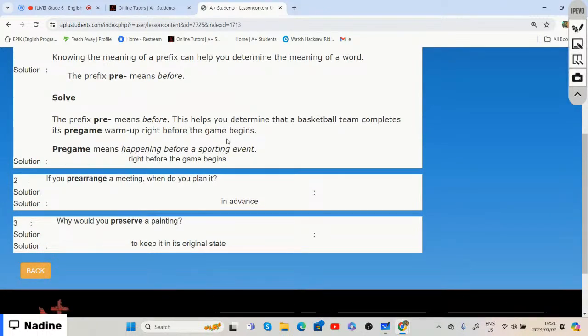And if we pre-arrange a meeting, then when do we plan it? Remember, pre-arranged meetings are done in advance, because we're not just arranging meetings, we are pre-arranging meetings. Which means that these meetings are arranged or planned in advance. And why would you preserve a paint? We preserve a paint to keep it in its original state.